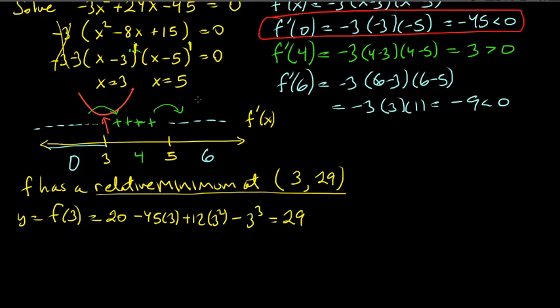Okay. So what happens at 5? Right, because 5 was also a critical number. So at 5, the graph is increasing and then decreasing. That's the sign of a maximum. Right. So f has a relative maximum.